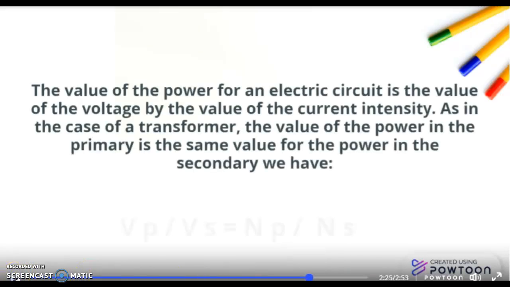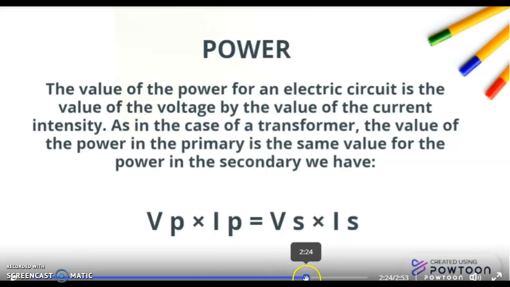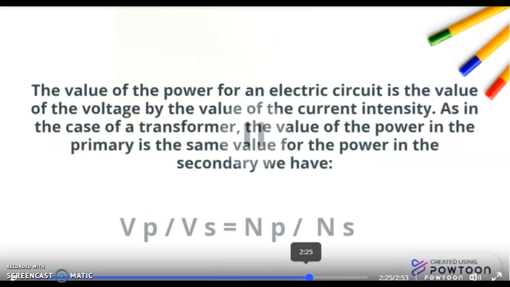These are the simple equations related to transformer. The value of the power for an electric circuit is the value of the voltage times the value of the current intensity. And Vp divided by Vs is equal to Np divided by Ns. V represents voltage, N represents number of turns in the coil.